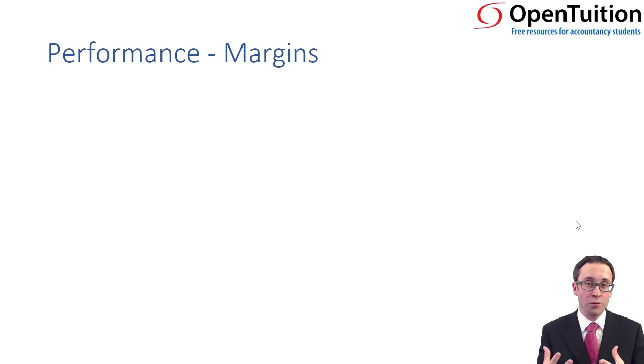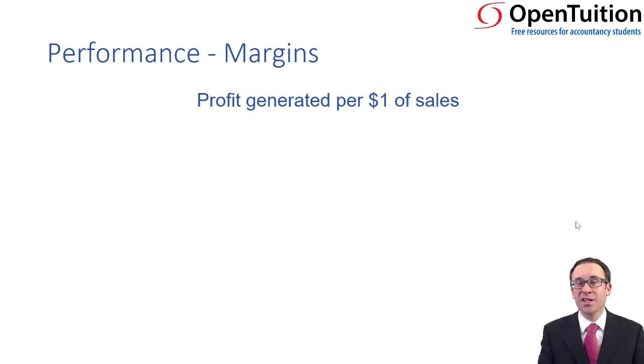balances to move. Okay. So first of all is the margin. So your margin, as you know already, or at least I hope you know from financial accounting and other subjects within your qualification, is that your margin is the profit generated per $1 of sale. So if you have a 10% margin, that means for every dollar of sale, you have generated 10% of the dollar, 10 cents as a profit.